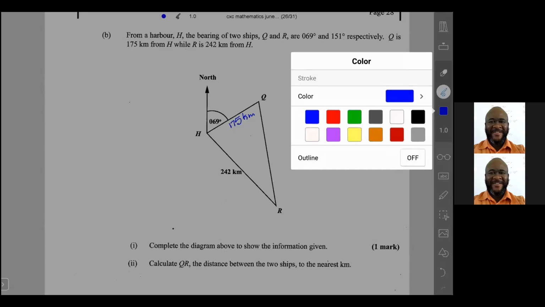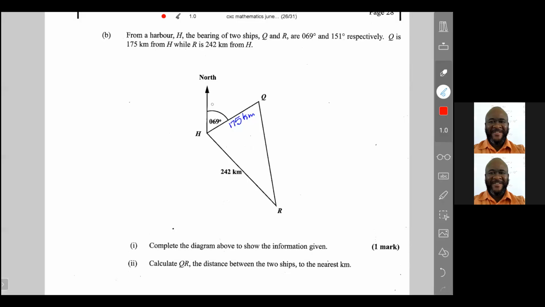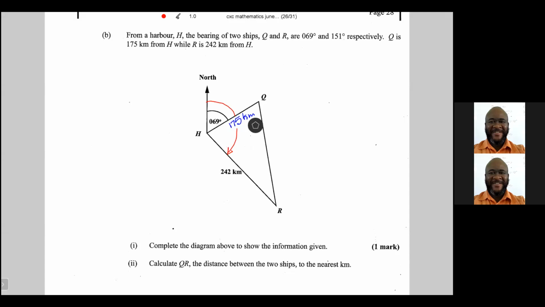Let's change the color to put in the bearing. Now, bearing is measured clockwise from north. So going clockwise from north, the angle here is 151 degrees. That's the entire angle indicated by the red arc, and it starts from north and comes around to the line RH. That entire angle is 151 degrees. So we've completed the diagram.